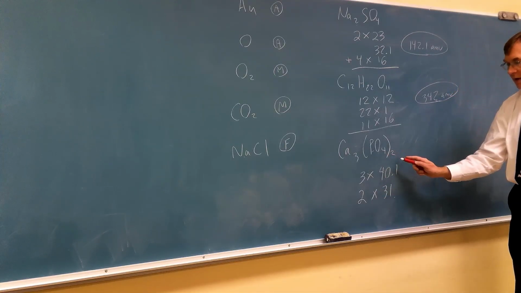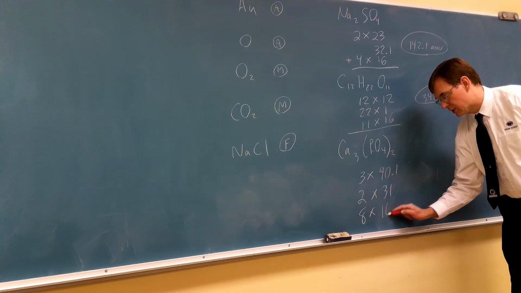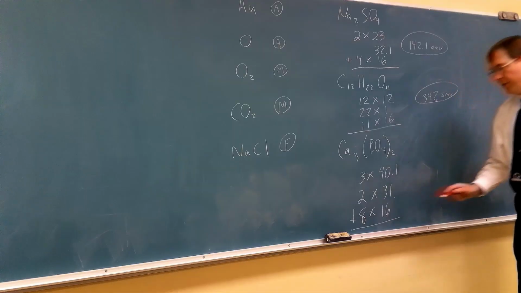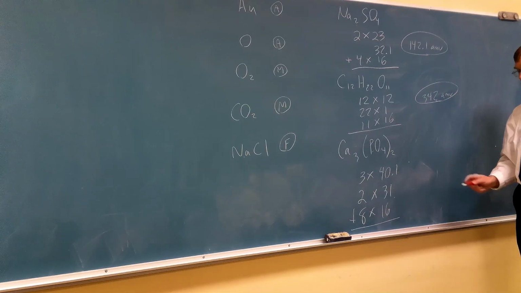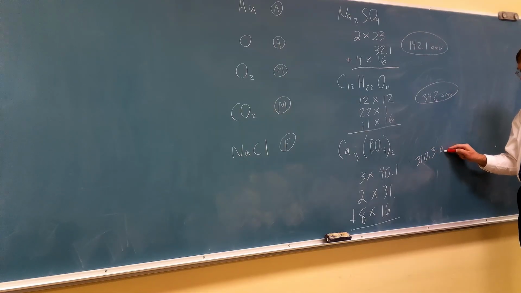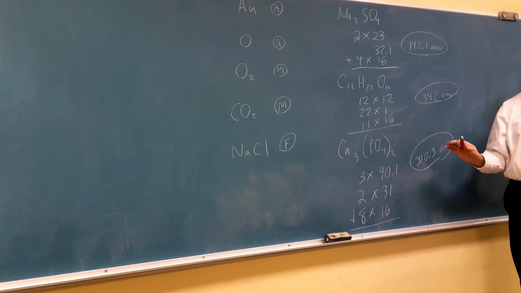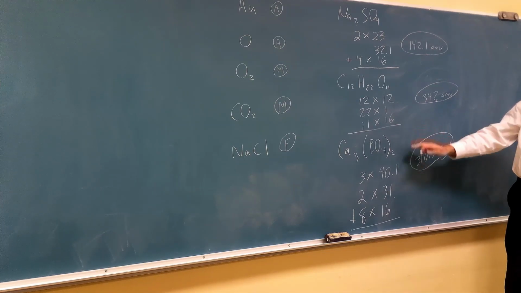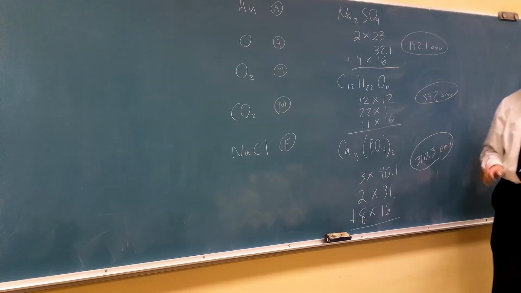Oxygen, there'd be a total of 8 times 16. Add that all up, 310.3, I think. We're not going to obey the significant digits or anything on this. All those rules are out the window. We're going to round these to the tens place, so the answers will be rounded to the tens place. We don't care how many digits there are.